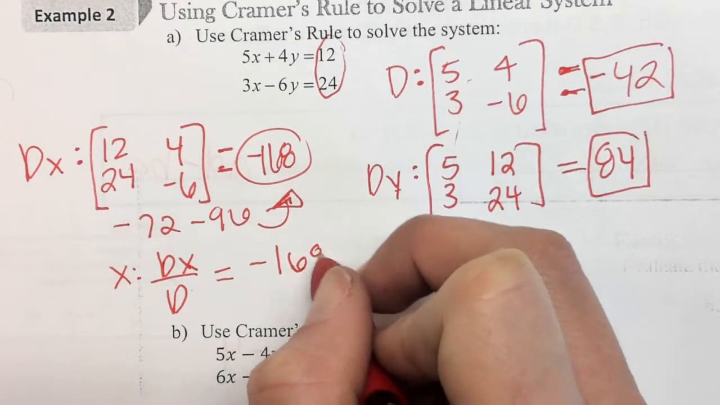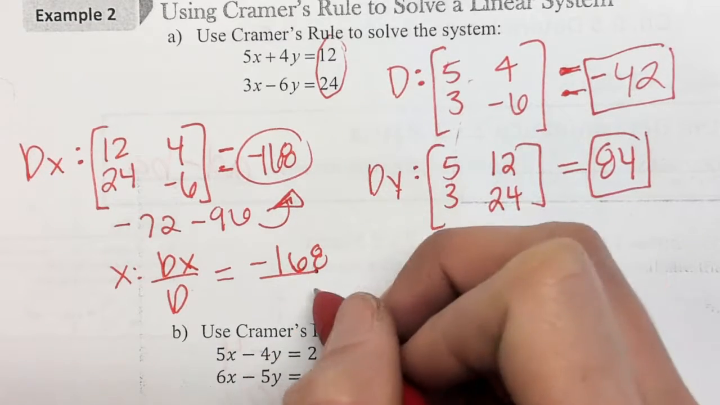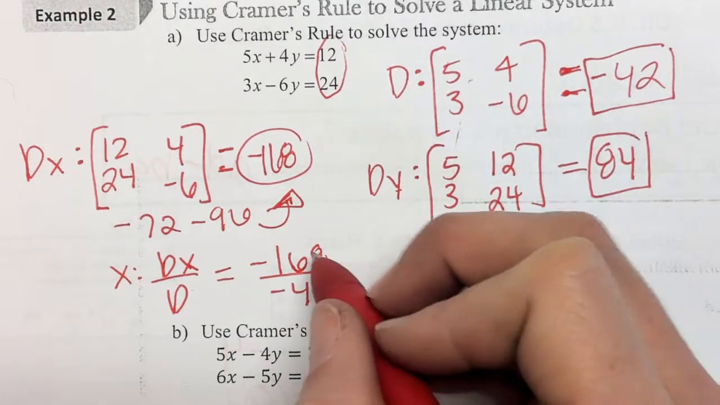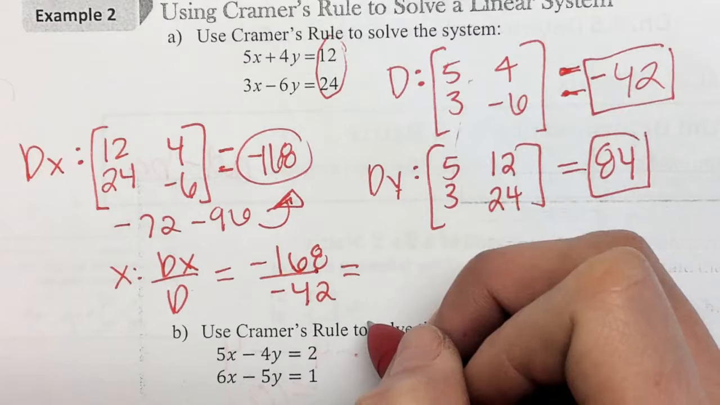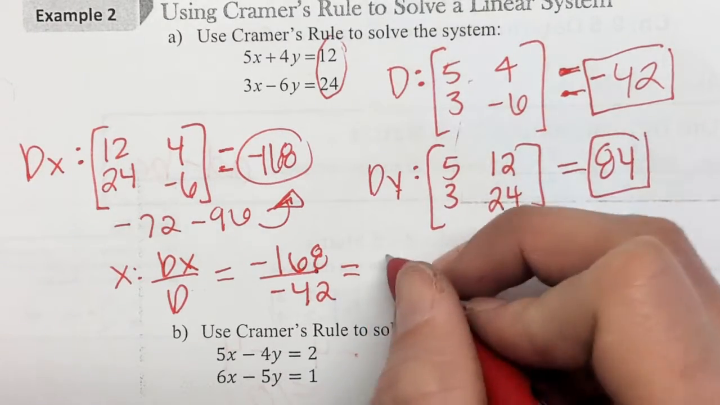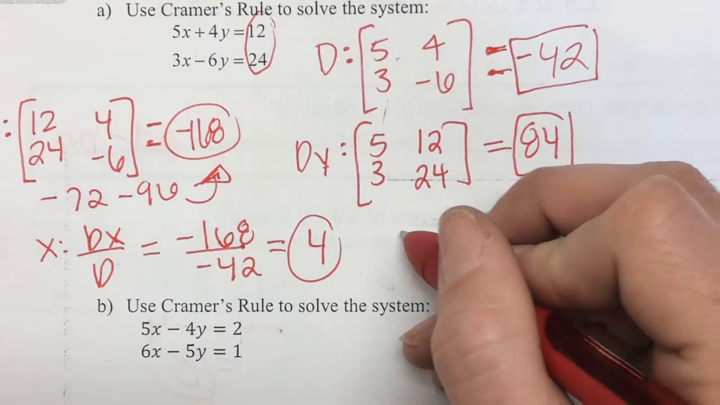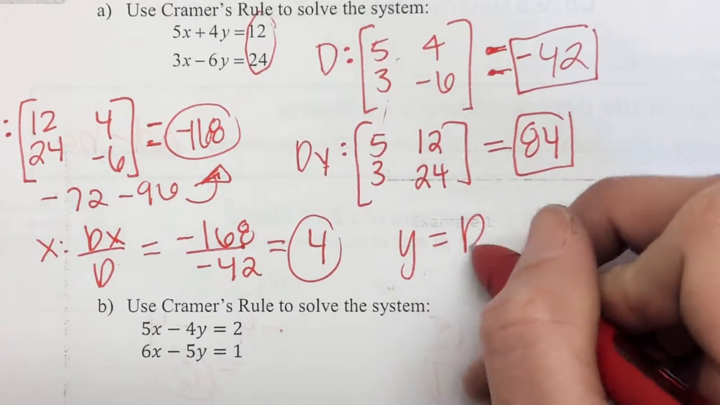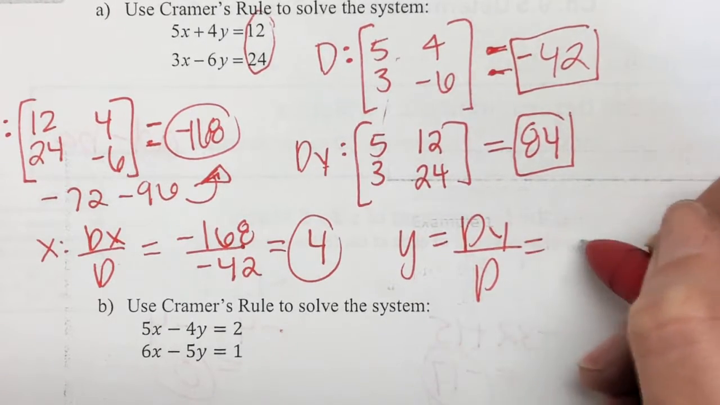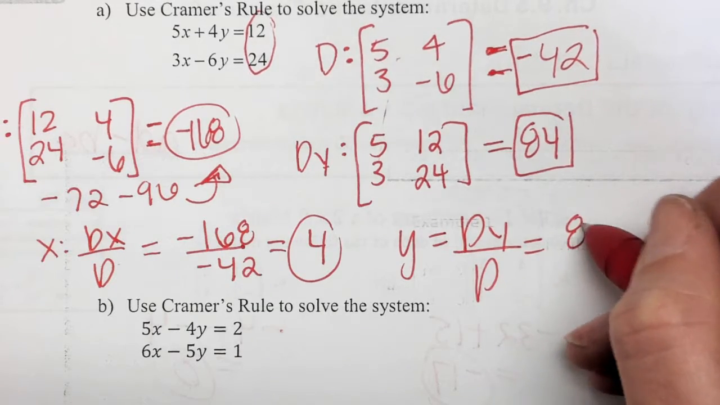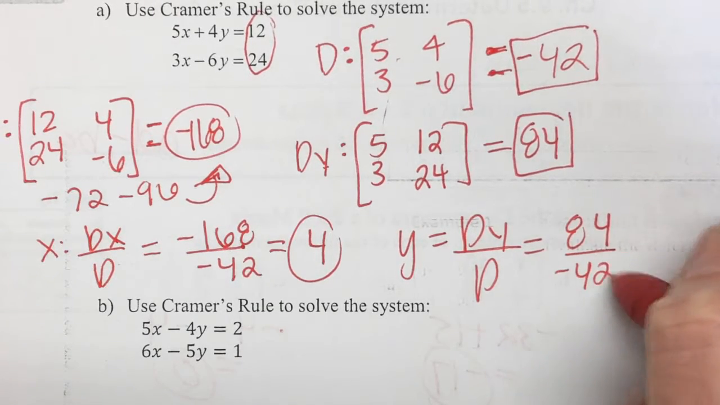Good. And what was the determinant of D? Negative 42. So x is, go ahead and divide those. Very good. X is 4. And what do you think y is going to be? Over D, which is 84 over negative 42. That's going to give us what?